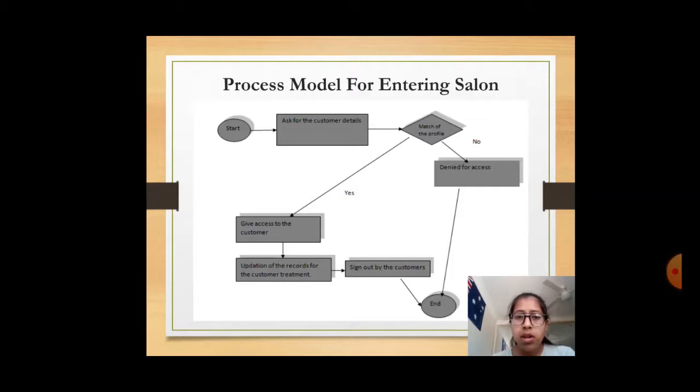While making an appointment, various types of profile information are given to the staff. When a customer arrives at the salon, the staff will check whether the same customer is coming to the system or it is a different person. If the profile does not match, access will be denied; otherwise, access will be granted to the customer.